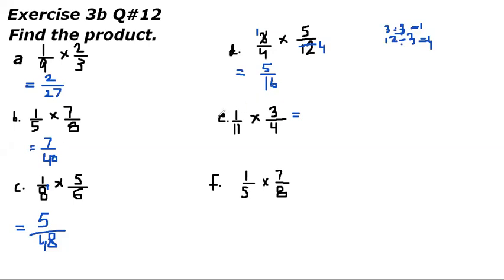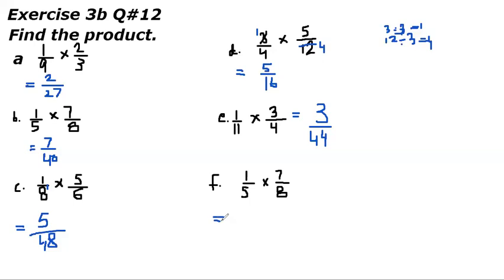Now let's do E part. First, before multiplying the two fractions, you should always check the numerator and denominator. Check 3 and 11. 3 is not a factor of 11, so there is no need of cancelling. 1 and 4, as I told you in previous questions, when there is 1, there is no need of cancelling. Now simply multiply. 1 times 3 gives us 3, and 11 times 4 gives us 44. You should also notice that the numerator is an odd number and the denominator is an even number.